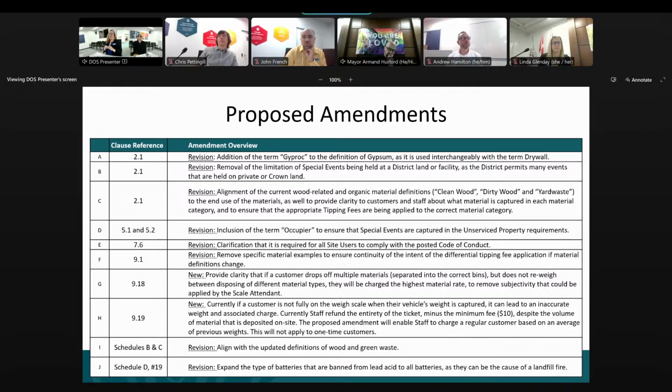And the Schedule D change is expanding. We had it specified to lead acid batteries, and we just want to expand it so all batteries are banned from the landfill because they can cause landfill fires. So we don't want your batteries in the landfill.